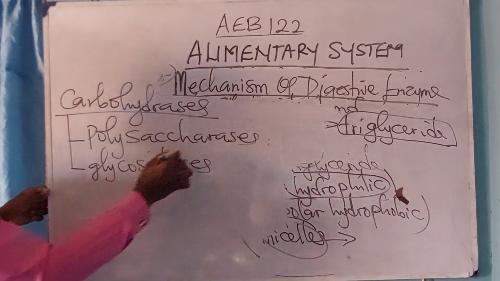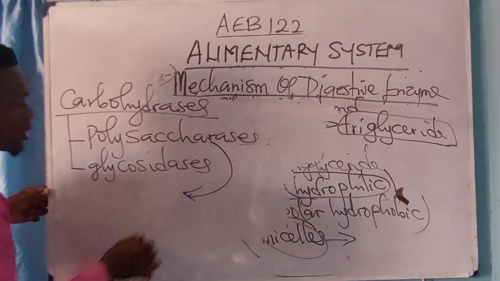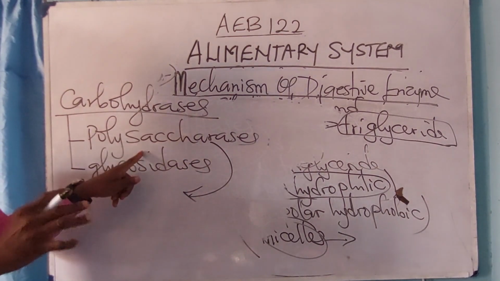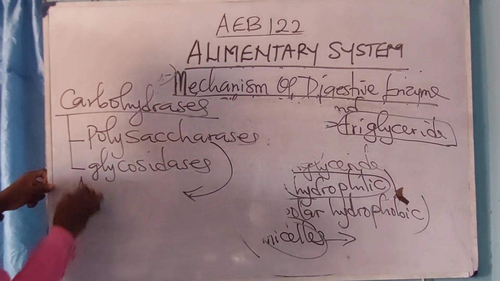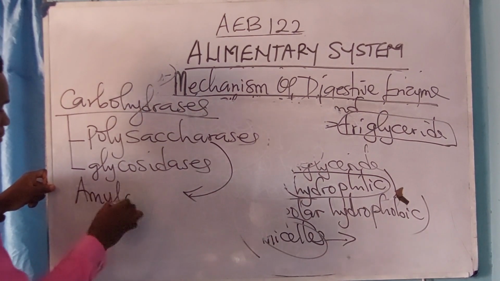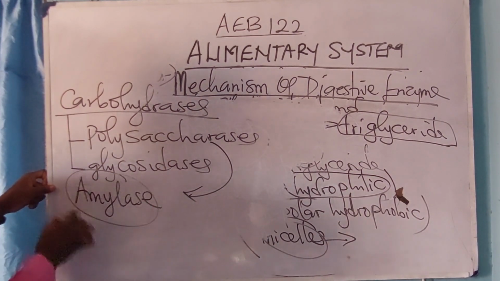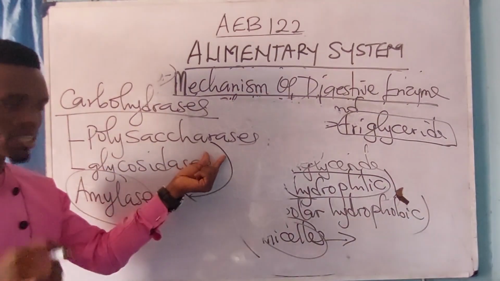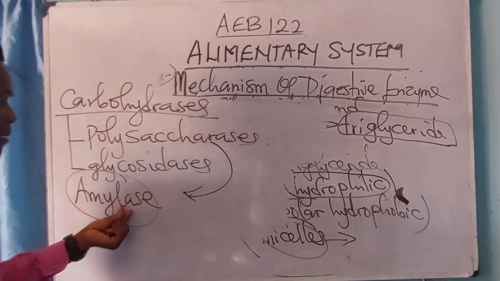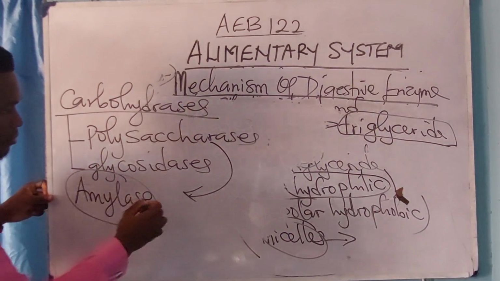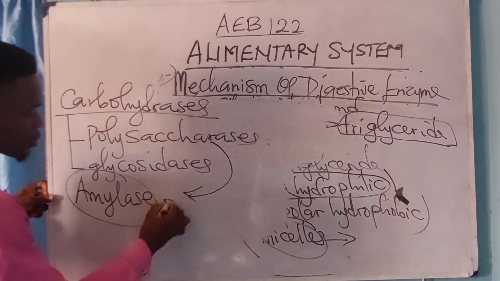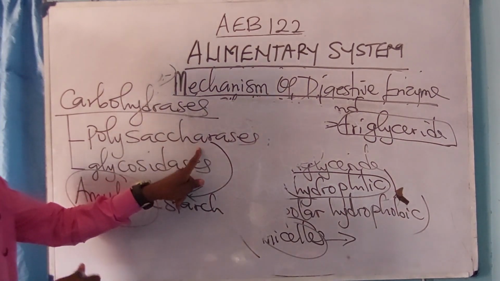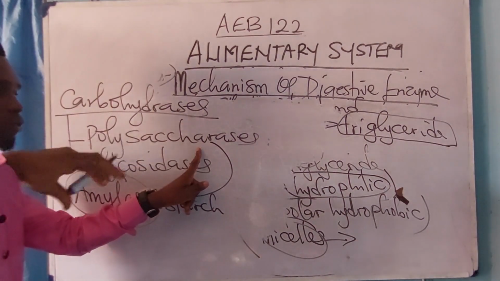Now, the function, the most commonly known polysaccharase is what? Amylase. The most commonly known polysaccharase is what? The amylase. And the amylase converts carbohydrates into starch. That is, the polysaccharases, they convert large molecules of what?